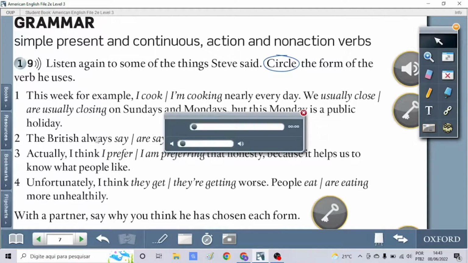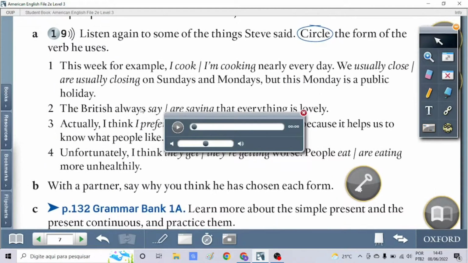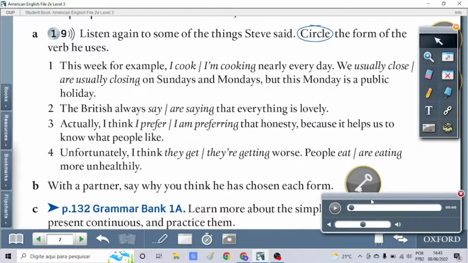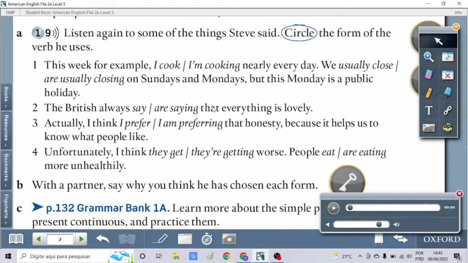Let's go. Get your pen or your pencil and please circle the words he uses. 1.9.